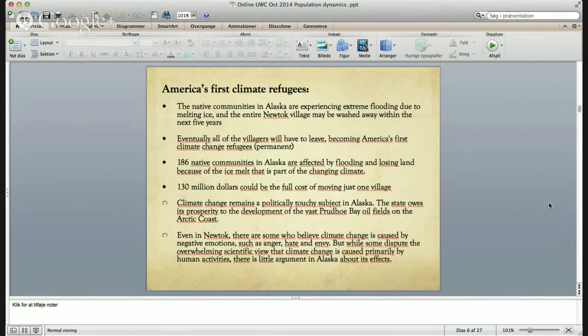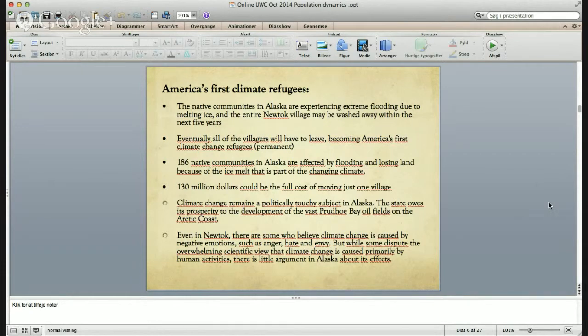It's not just an issue of people losing a place to live. It's also losing a part of American culture. And to put it in perspective, if we wanted to move or relocate just one of these native communities or one village, it would cost about $130 million. So it's not just an economic issue, it's also a cultural issue. It's obviously, for the people affected, a hugely personal issue.